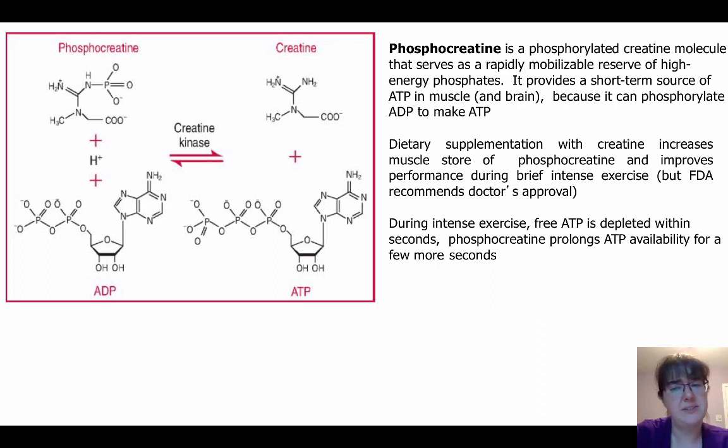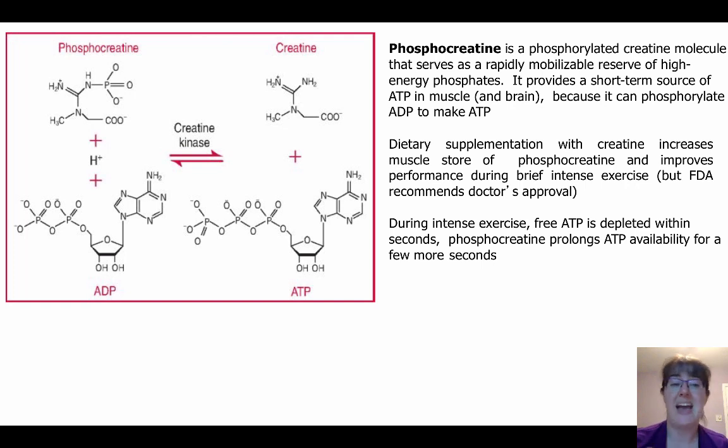You can also have dietary supplements with creatine that can help increase the muscle stores of phosphocreatine and can improve performance during brief intense exercise. The FDA does recommend doctors' approval for dietary supplements with creatine. With increased exercise, you're going to deplete that free ATP, and phosphocreatine is basically going to prolong the ATP availability, but only for a few seconds.